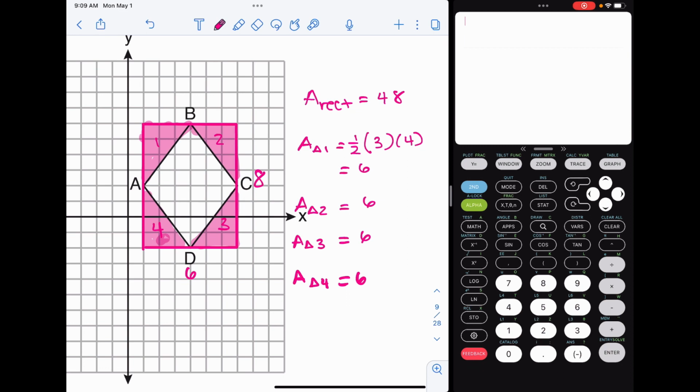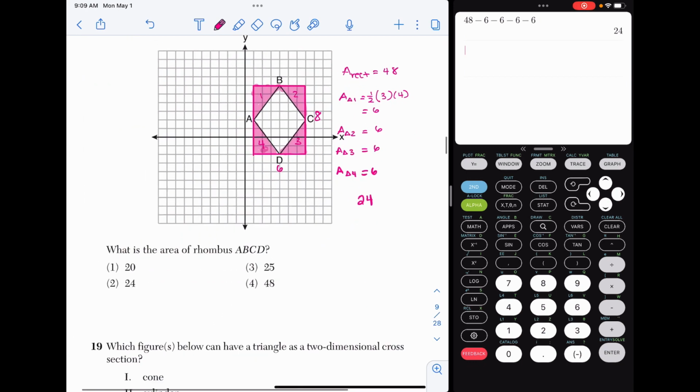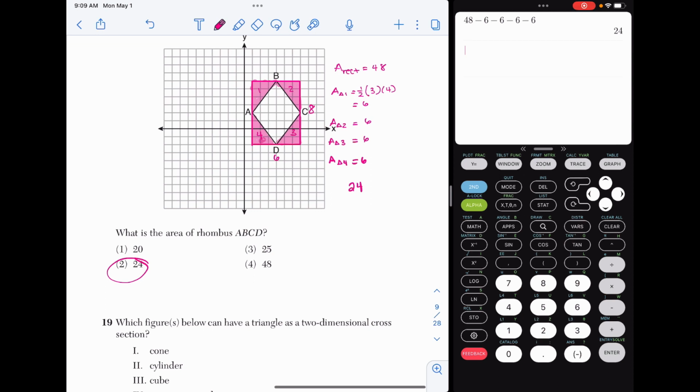And now we can subtract them. So I have 48 minus 6 minus 6 minus 6 minus 6. And I get 24 as my area of the rhombus. So choice 2.